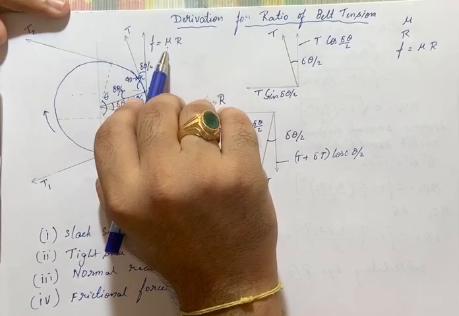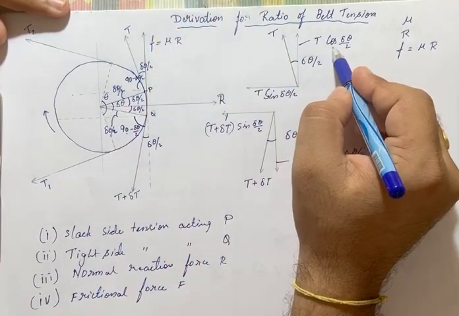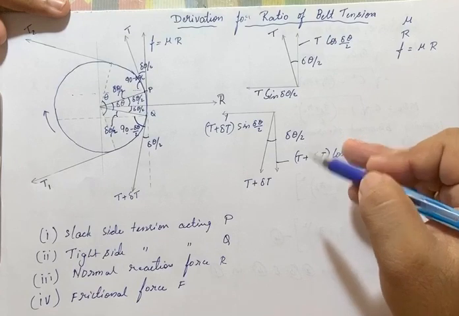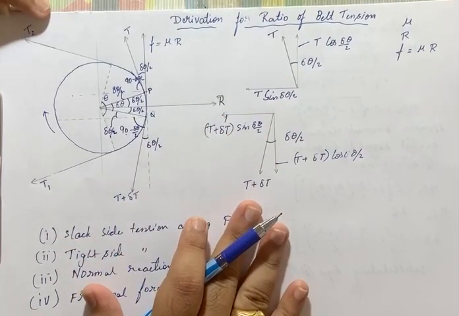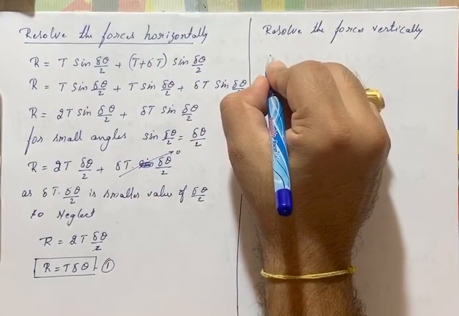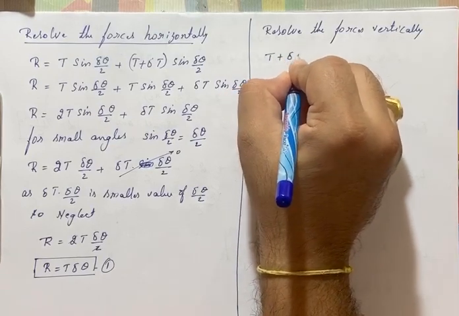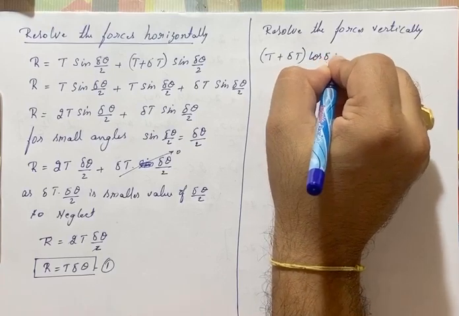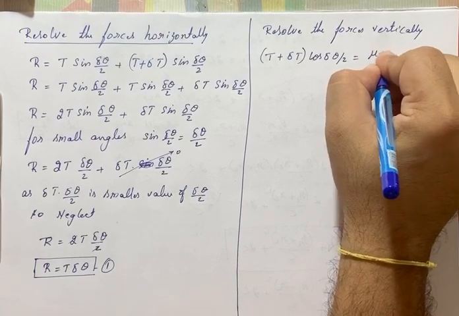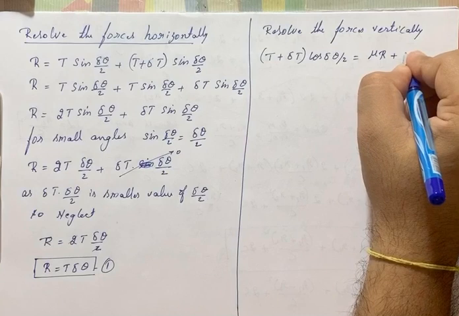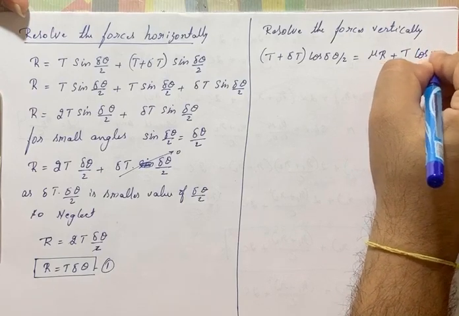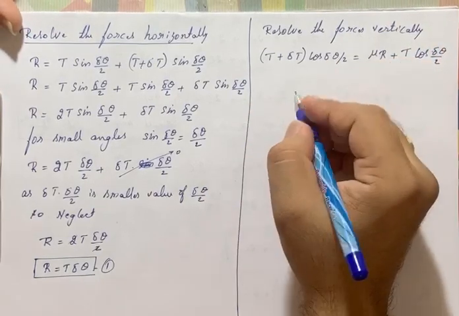Now F equals mu into R is acting in upward direction, T into cos delta theta by 2 is acting in upward direction, and T plus delta T into cos delta theta by 2 is acting in downward direction. We shall equate the upward and downward forces. So the downward forces, T plus delta T into cos delta theta by 2, are equal to the frictional force mu into R, plus one more vertical force with respect to T, that is T into cos delta theta by 2.